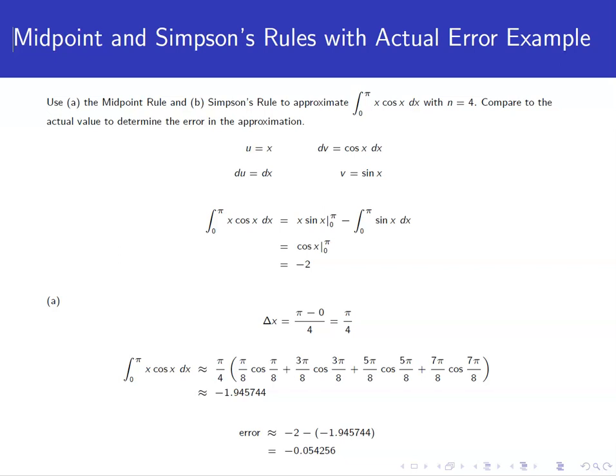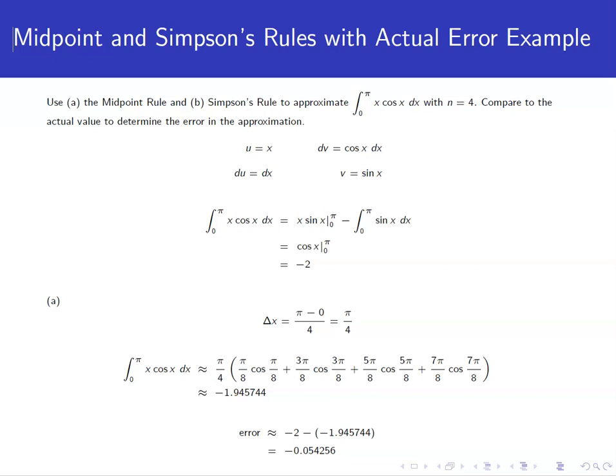In this video, we're going to look at using midpoint and Simpson's rules to approximate an integral, and then compare the approximation to the actual values of the integrals. So, we're looking at the integral from 0 to pi of x cosine x dx. We're going to use 4 subintervals to approximate this integral with the midpoint rule first, and then with Simpson's rule. And then we're going to compare the answers we get with the actual values of the integral.